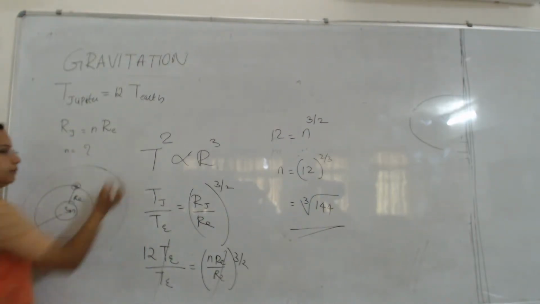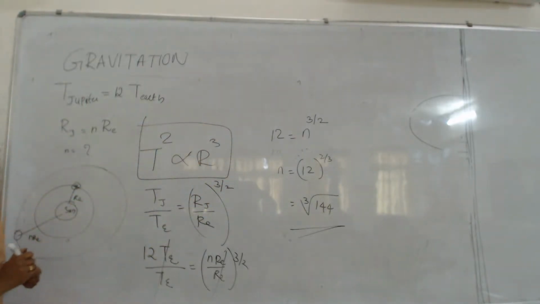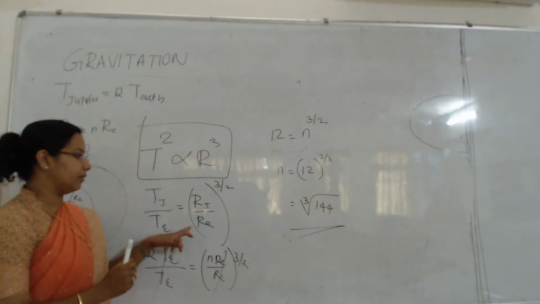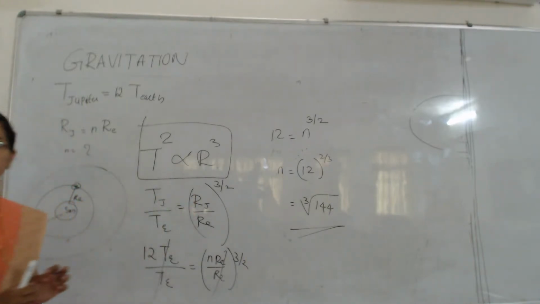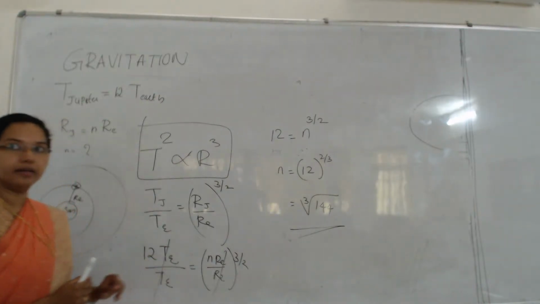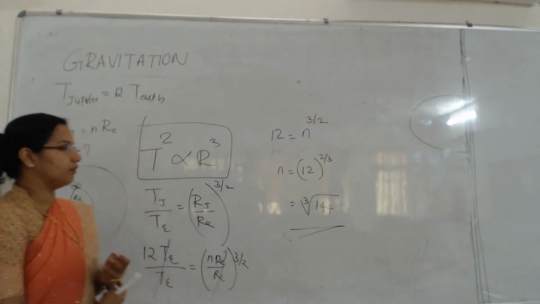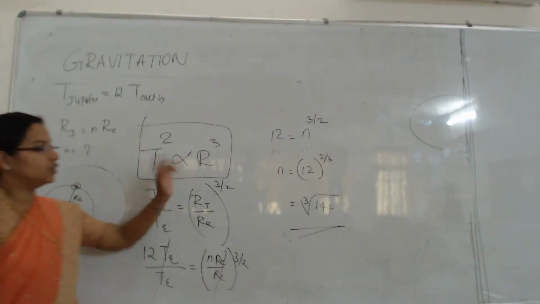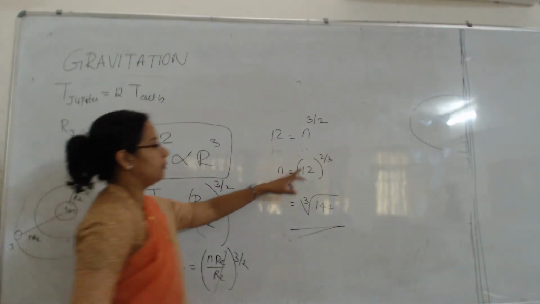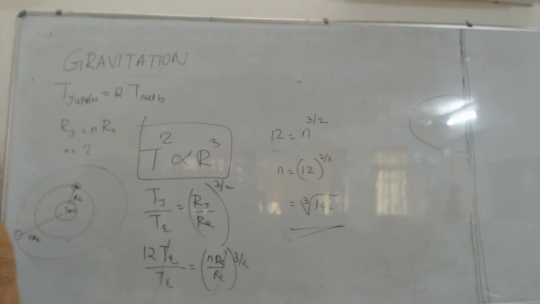So I use Kepler's third law, T square proportional to R cube. So T Jupiter by T Earth is equal to Rj by Re the whole to the power of 3 by 2. Then T Jupiter by TE is 12, and that equals n Re by Re to the power of 3 by 2. We have written here 12 equals n to the power of 3 by 2, so n is 12 to the power of 2 by 3. We got it as cube root of 144.